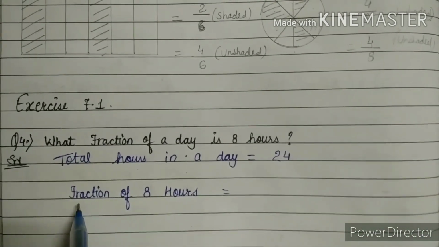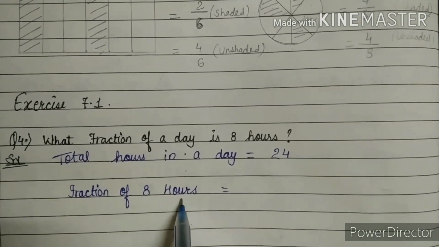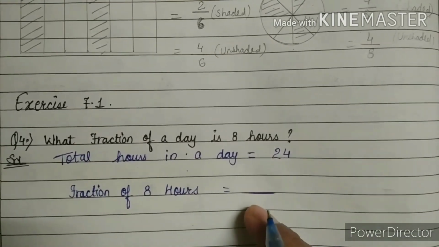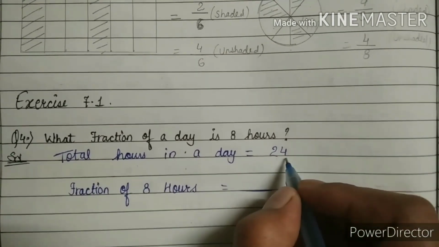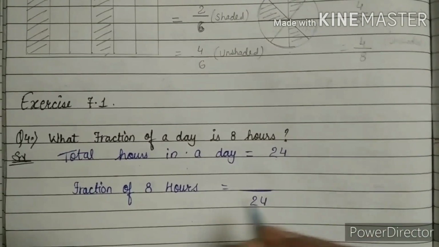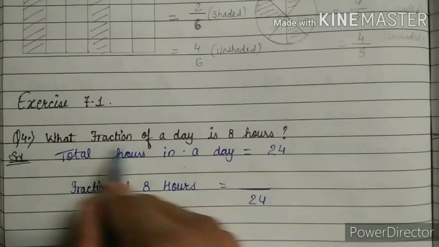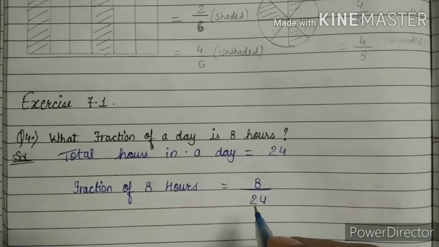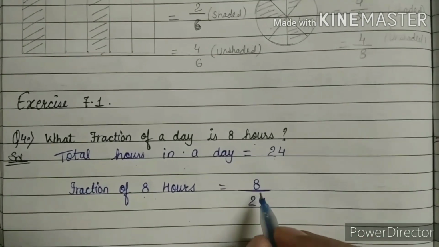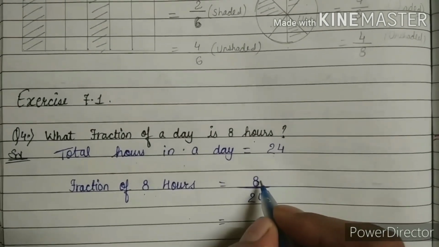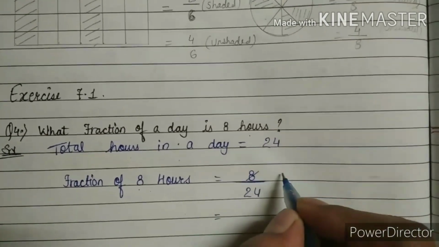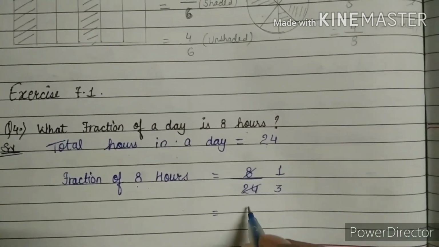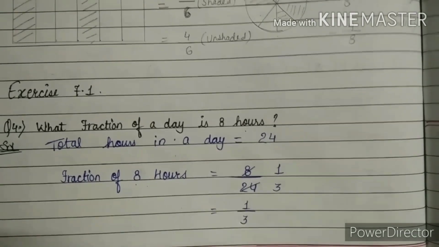And the question is asking for the fraction of 8 hours. So always the total will come in the denominator. So total hours is 24 and it is asking the fraction of 8 hours. So 8 will come here in the numerator. So when we read the table of 8, 1 eight is 8 and 3 eights are 24. So it will come as the fraction 1 by 3.